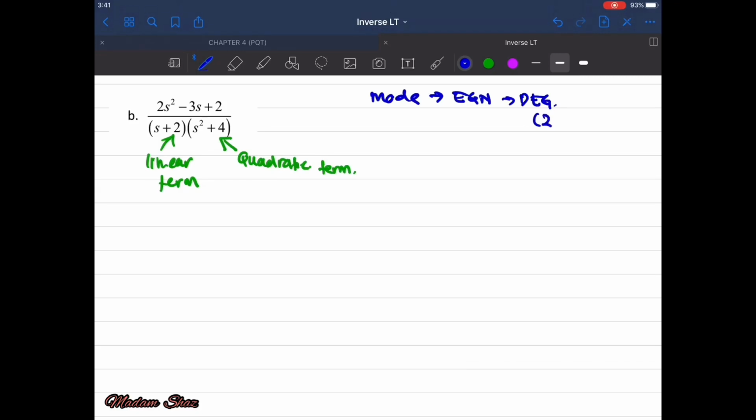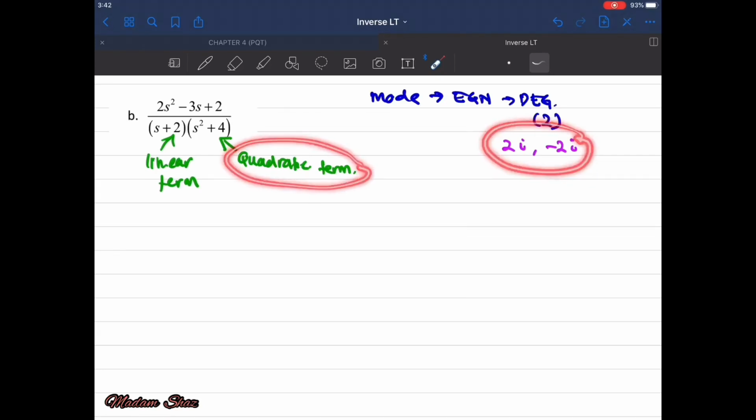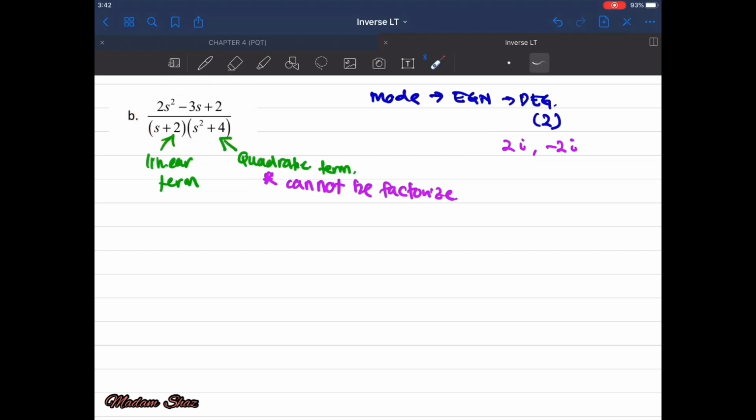Degree. So we will choose degree of 2 because the highest power is power of 2. When you key in the values in the calculator, the calculator will give you the answer in terms of 2i and negative 2i. This means that this is a complex root. Complex root means that the quadratic term cannot be factorized. So now proceed to the next step.